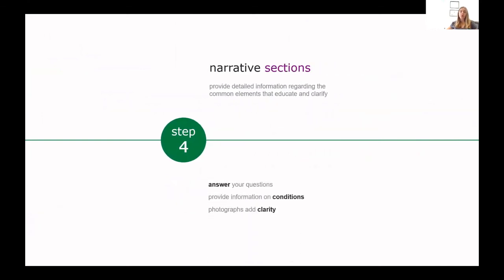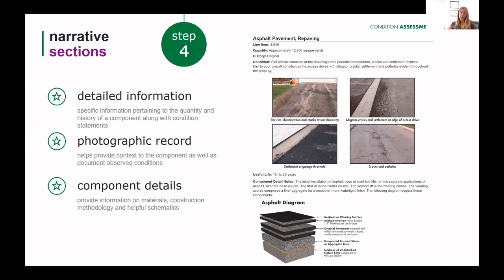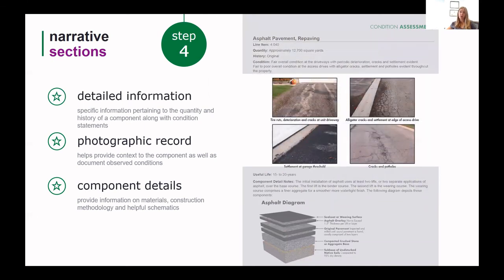So the last section of the report, again, all reports will have a narrative section. It is going to look different, but all providers will provide some sort of narrative. This really is the explanation of the expenditure plan. So here's where all the detailed information occurs. What is the quantity? What does that include? What's the history of the element? What condition was observed? There's going to be photographic records. So what was observed, snapshot in time, what condition did we see, what concerns do we see that we need to make you aware of, or what things looked great, and maybe that's why we're extending the useful life or replacement timing. It truly captures the condition that the reserve specialist or engineer saw.